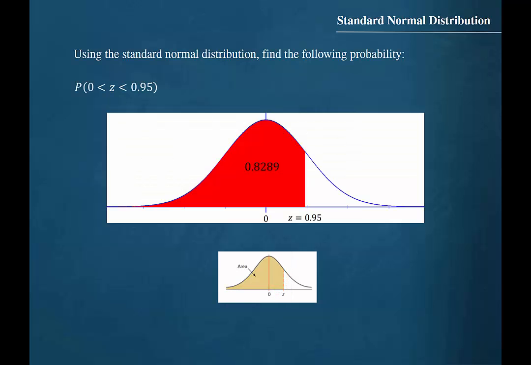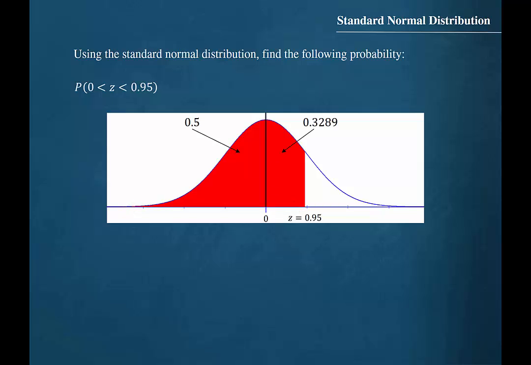So this value, 0.8289, would correspond to the area under the curve that extends from the left tail to the z-score 0.95. But our requested probability calls for the area that extends from the mean, or in other words, where the z-score is 0, up to the point where the z-score is 0.95.